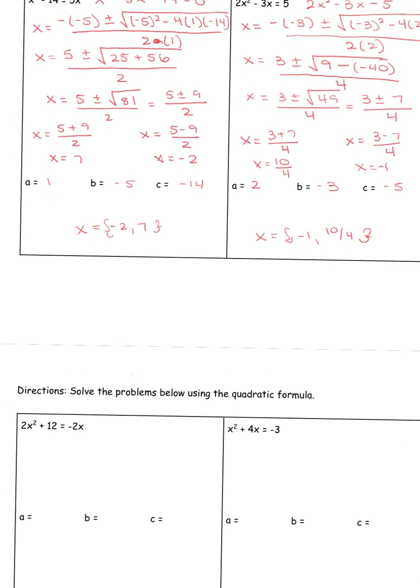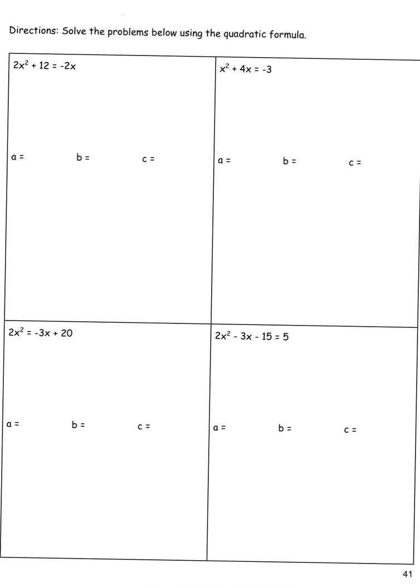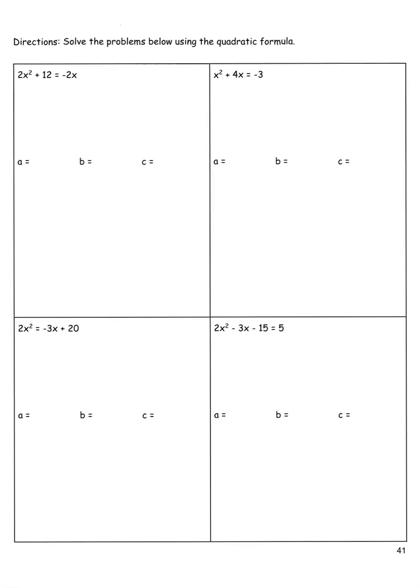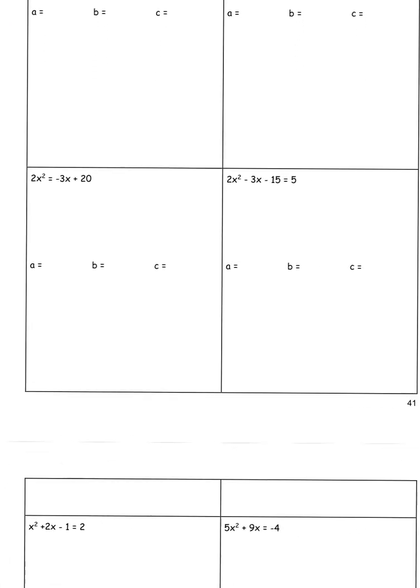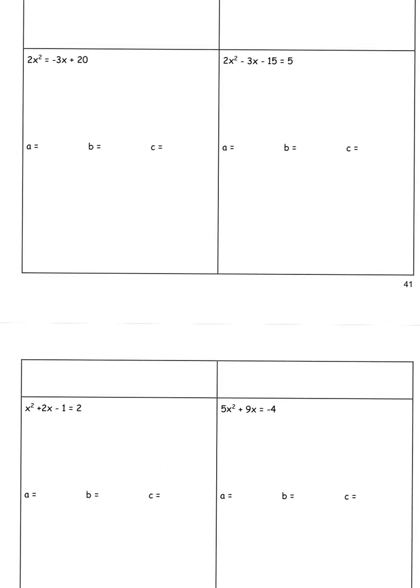All right, so taking a look at another example. Again, we're going to do the same thing, solving using the quadratic formula. For the sake of this video, we're only going to look at 2 more problems together, and then you will have 4 of them to do on your own. So the next 2 problems we're going to look at are here and here. So we have 2x squared is equal to negative 3x plus 20.